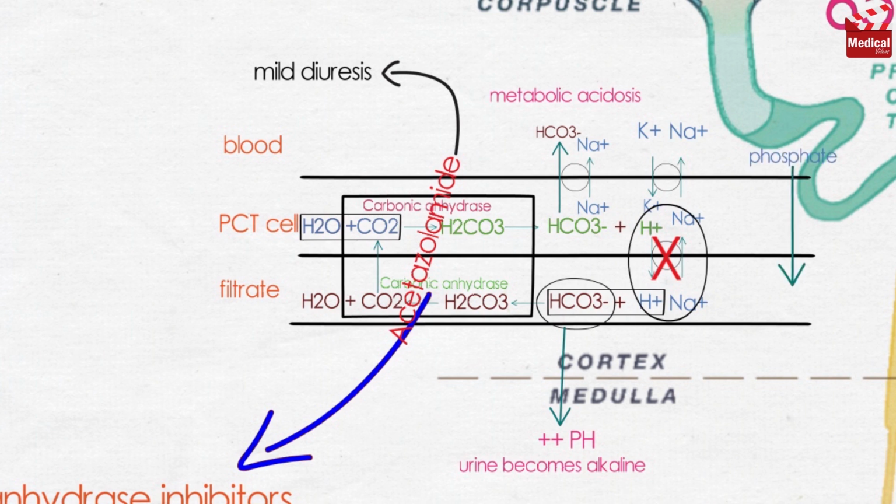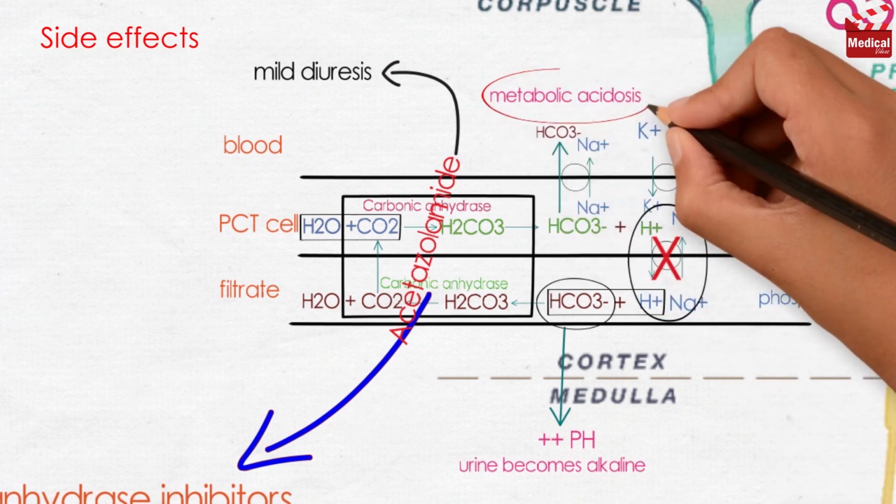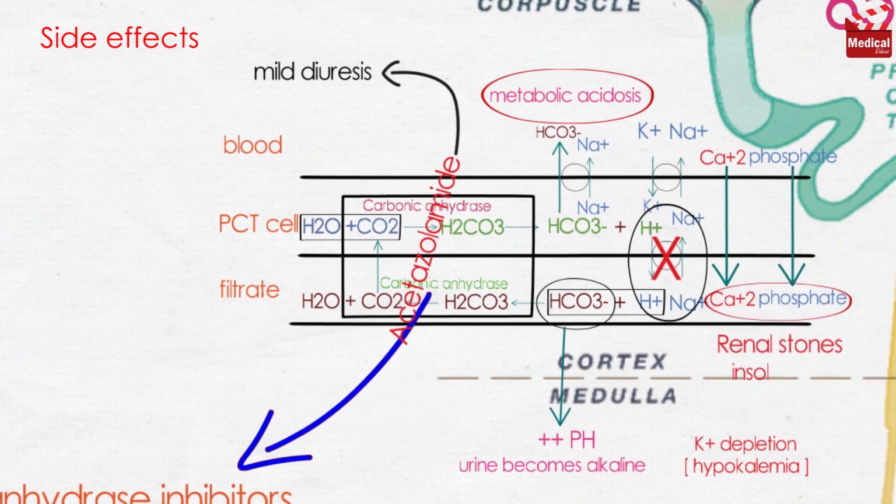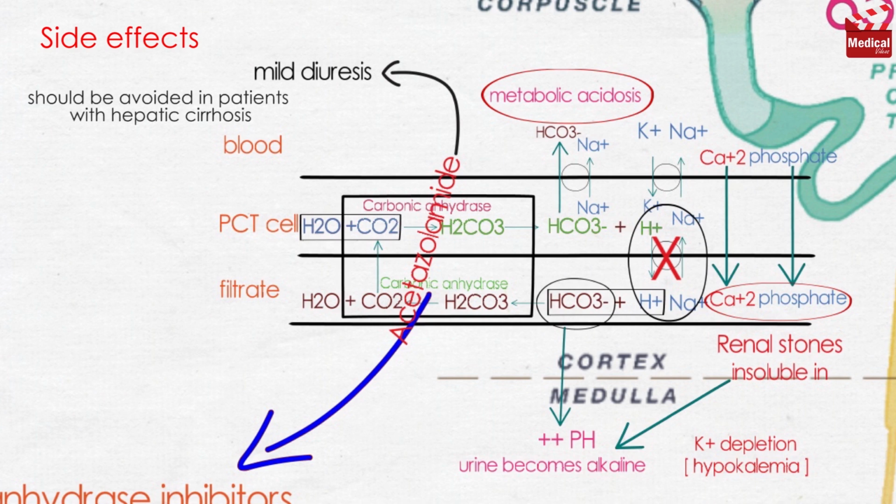And phosphate excretion is increased by an unknown mechanism. So we can conclude the side effects of this drug: mild metabolic acidosis, potassium depletion, known as hypokalemia, and renal stone formation, as they increase excretion of calcium and phosphate in urine, forming calcium phosphate stones that are insoluble in alkaline urine. The drug should be avoided in patients with hepatic cirrhosis, because it could lead to a decreased excretion of ammonia, so ammonia may reach the brain causing encephalopathy.